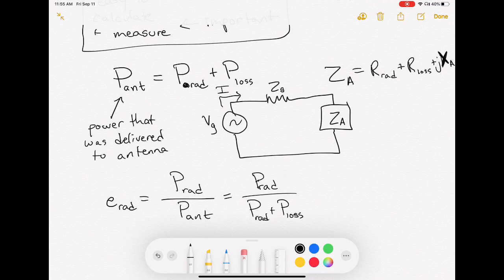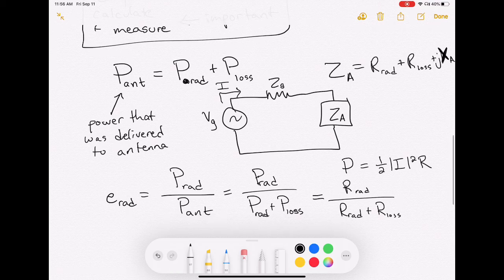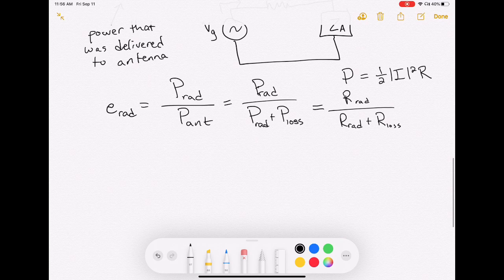Since the same current is going through everywhere in the circuit, and power is 1/2 magnitude I squared times whatever resistance you have, you can also write this equation as the radiation resistance divided by the sum of the radiation resistance and the loss resistance. Which is nice. This is a property of the antenna. The antenna efficiency is a property of the antenna that doesn't depend on how much power is being supplied to the antenna. It's just a circuit property all by itself.